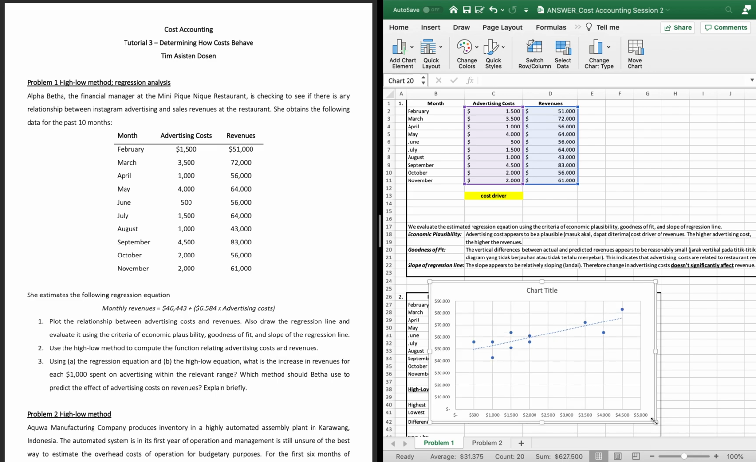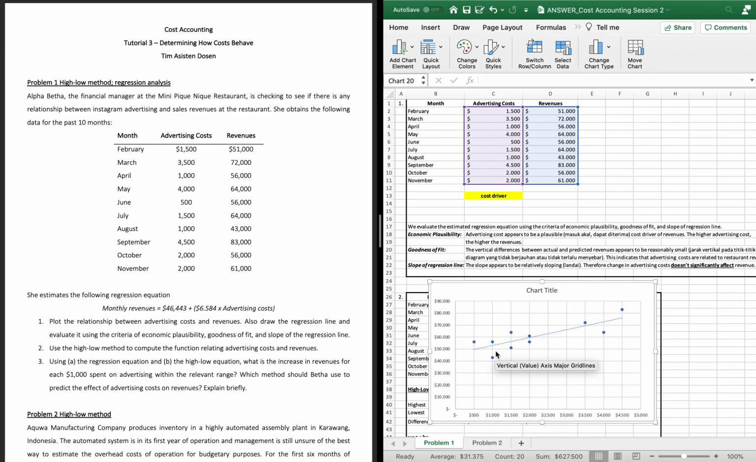Then we're gonna continue to the evaluation. Okay, for the first criteria, which is the economic plausibility, the advertising cost appears to be plausible, in that it is the cost driver of the revenue, where the higher the advertising cost, the higher the revenue that mini picnic will get.